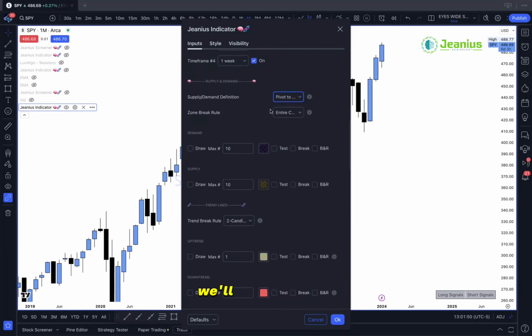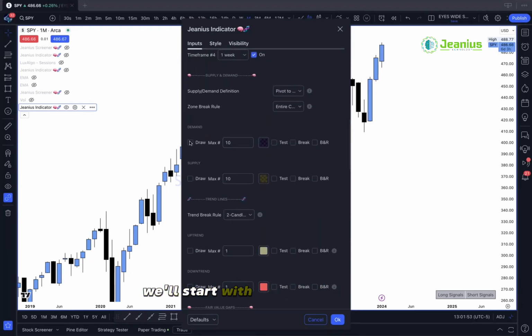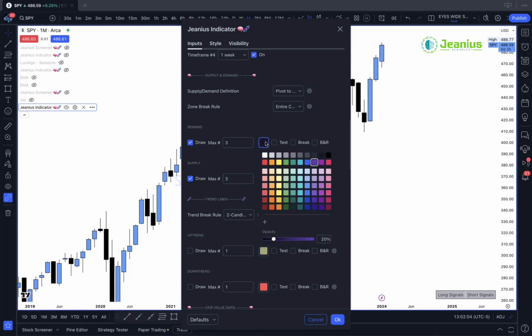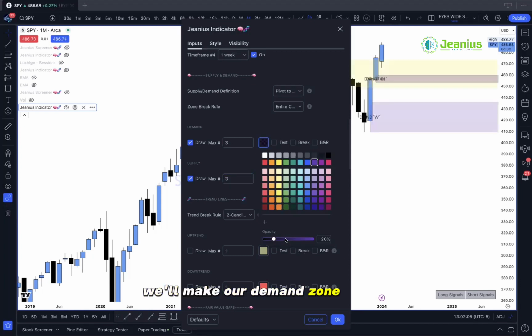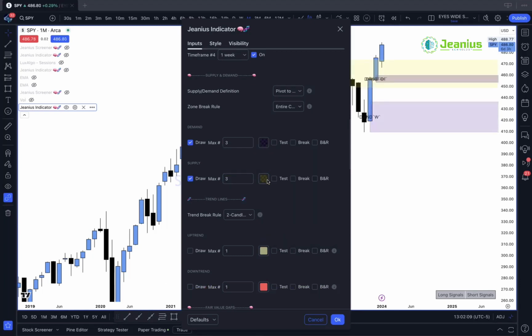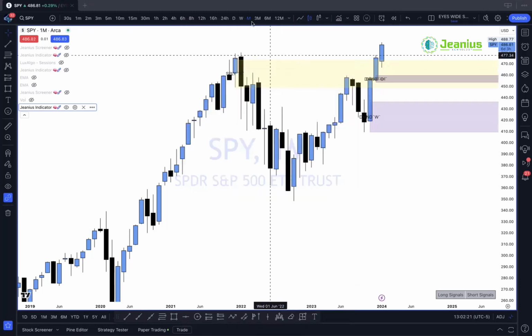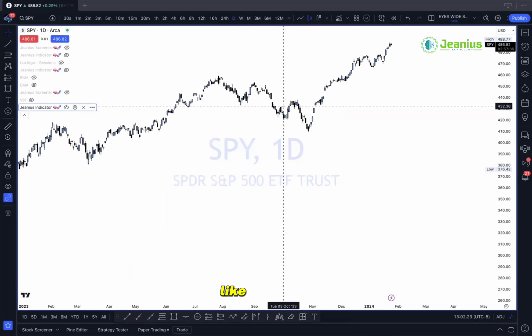So for starters, we'll start with demand and supply, and I'll just go down to 3. It's a decent number. We'll make our demand zone purple, and we'll make our supply zone yellow, just so it sticks out. Alright, let's go down to a smaller time frame, like the daily.